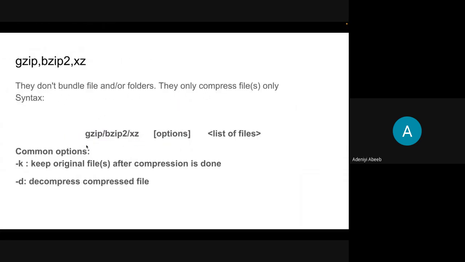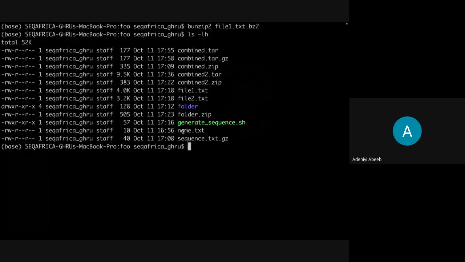The second way is that we still retain the gzip command, but the only thing you are adding is the minus d option. I'll show you what I'm talking about. So let me try and gzip a file.